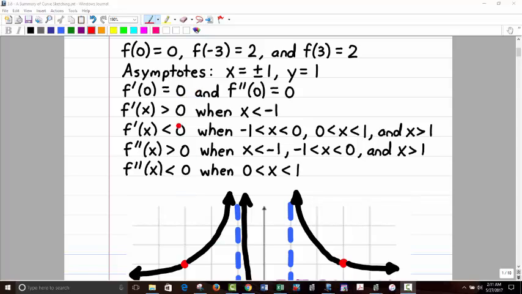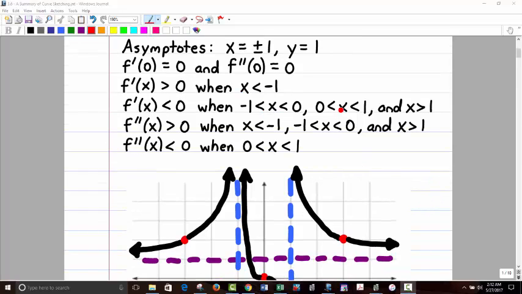Now in the middle, here's where we've got to be careful. We're between negative 1 and 1, so we're interested in anything between negative 1 and 1. And right here, what does it tell me? First derivative: f prime of x is less than 0 when x is between negative 1 and 0, and then again between 0 and 1, and then again when x is greater than 1. So it means it's decreasing. First derivative negative means decreasing.